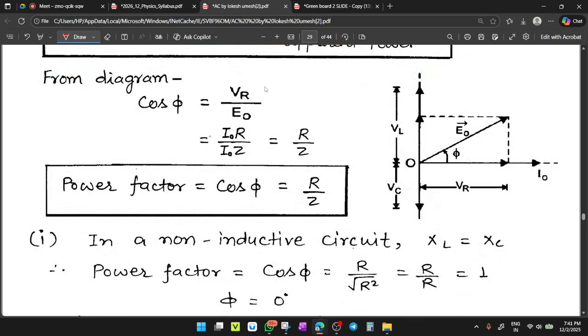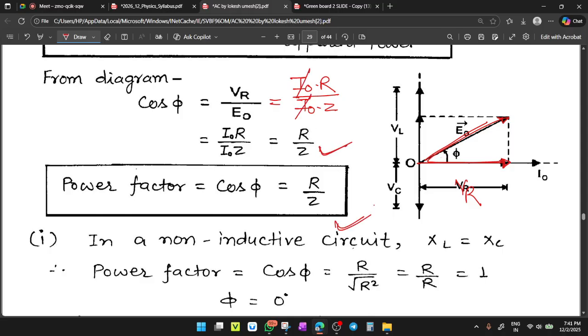By the diagram we have seen, cos phi equals base, which is given by VR, the resistive voltage, upon the net voltage. You can also take it as E naught or E. The peak value of the resistive voltage is given by I naught into R, and the peak value of E naught is given by I naught into Z. I naught cancels out, so cos phi equals R by Z.